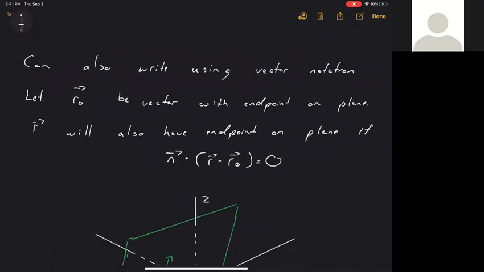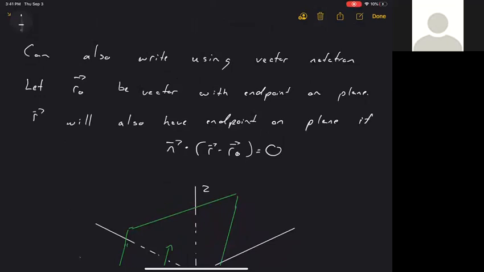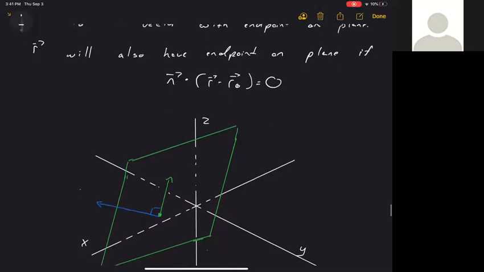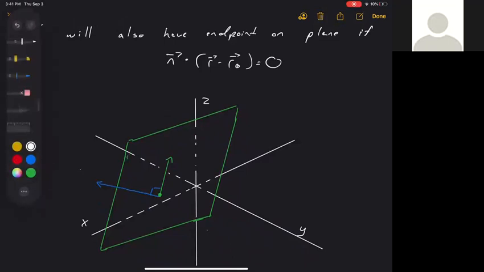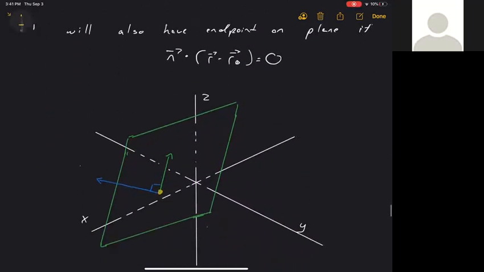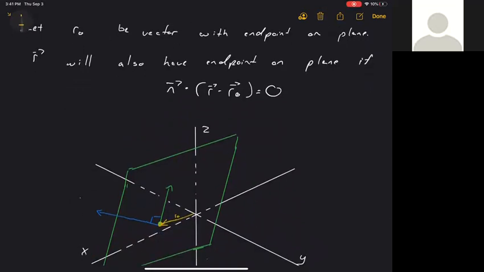Now, just like with lines, we wrote them using vector notation and scalar notation. So far we've seen scalar notation for the plane. Let's see how we can write it using vector notation. Let's say r sub 0 is the vector with the endpoint on the plane. So that's the point we know is on the plane. Again, let's use yellow for that. So maybe r sub 0 would be that vector, whose endpoint is on the plane.